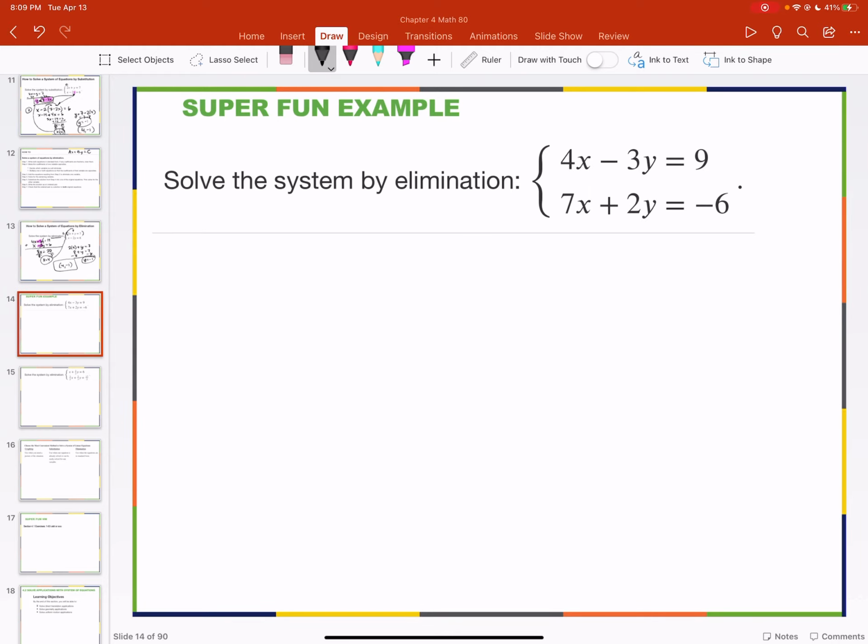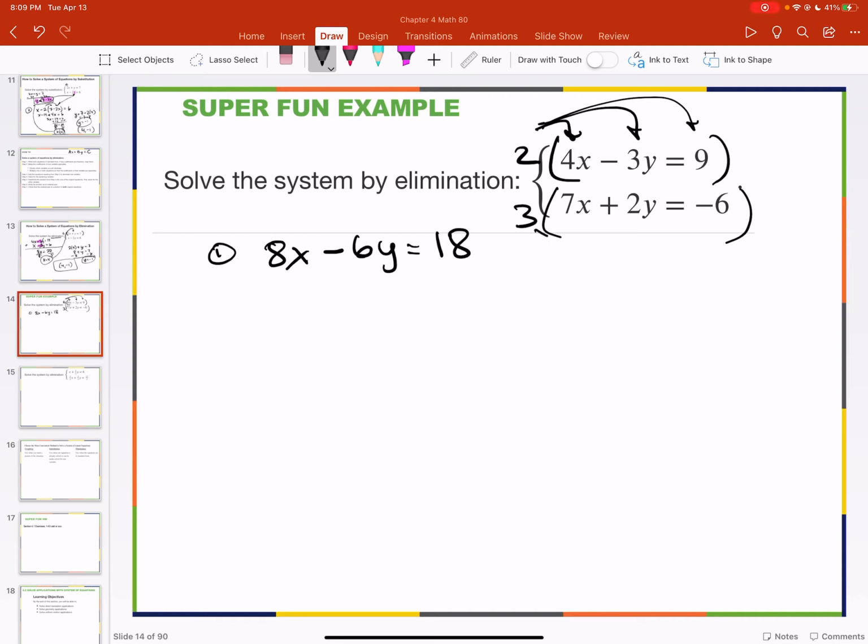So here, let's say we don't know what coefficient to use, so we use the LCM. Pick two of them and then find the LCM and do that. So here I'm going to choose the y. I noticed that the 3 and the 2, the LCM is 6. And they're already opposite signs, so I'm going to multiply the top by 2, and I'm going to multiply the bottom equation by 3. So let's go ahead and do that. So the first equation is now going to become 8x minus 6y is equal to 18. And then the bottom one is going to be 21x plus 6y is equal to negative 18.